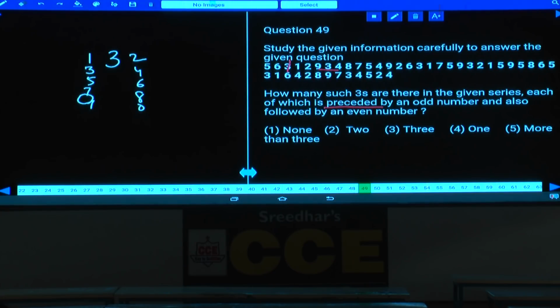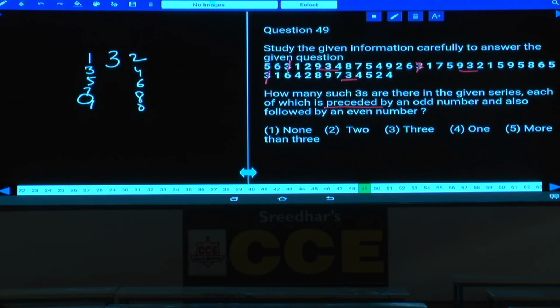Then, next one, take this 3. Now, this 3 is not preceded by an odd number. This 3 is preceded by an odd number and followed by an even number. And next one, this 3 is preceded by an odd number and it is not followed by an even number. Next one, this 3 is preceded by an odd number and followed by an even number.